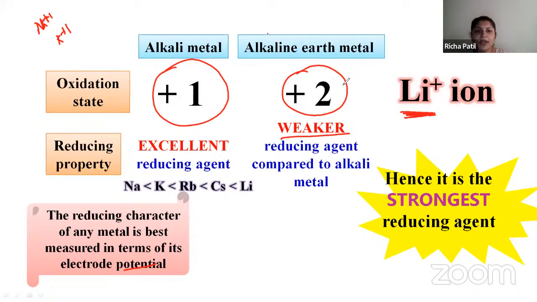When comparing alkali and alkaline earth metals, alkali metals are excellent reducing agents compared to alkaline earth metals. This is the series of reducing character of alkali metals: sodium is less than potassium, less than rubidium, less than cesium, less than lithium. So lithium is the most excellent reducing agent.